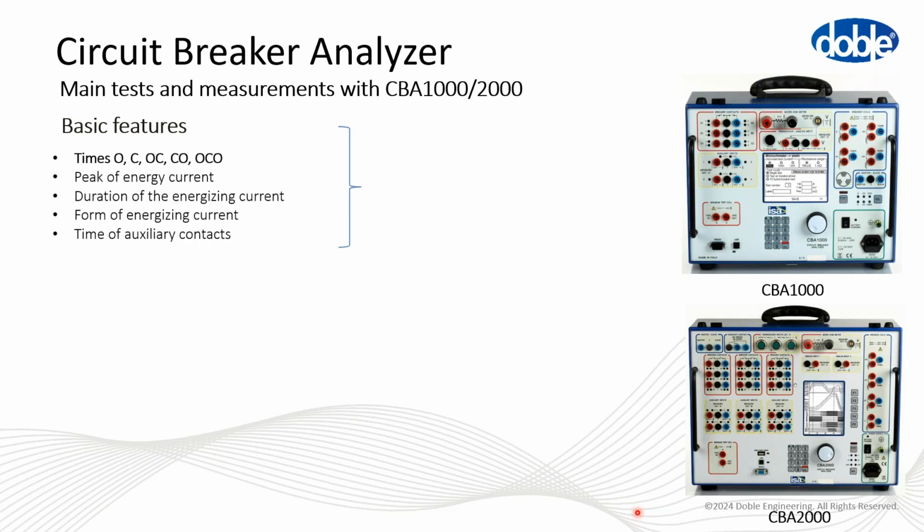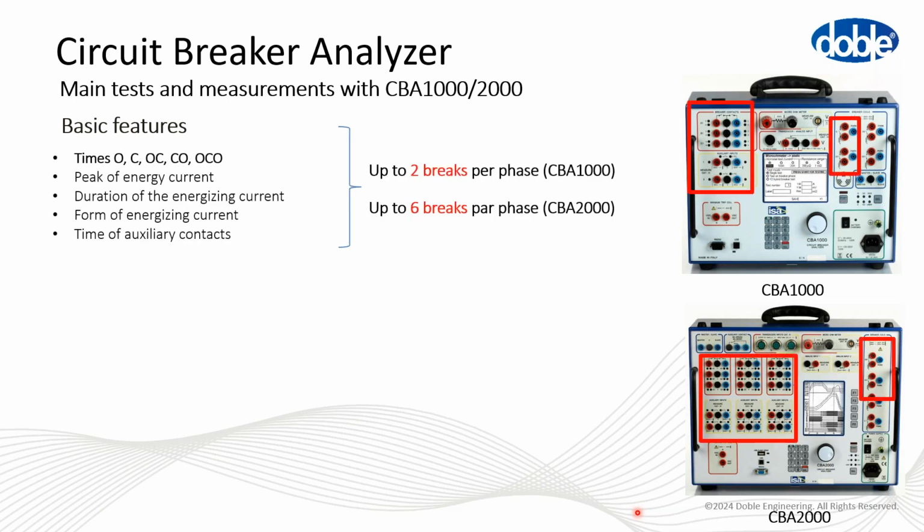Okay, the main features of CBA 1000 and 2000. The basic features are the test of times, open, close, all the operations. These devices give the trend of the energizing current, so the close and the open coil currents. They give you both the trend, and the duration of this current flow is automatically calculated, and also the peak of it. You can also calculate the time of the auxiliary contact.